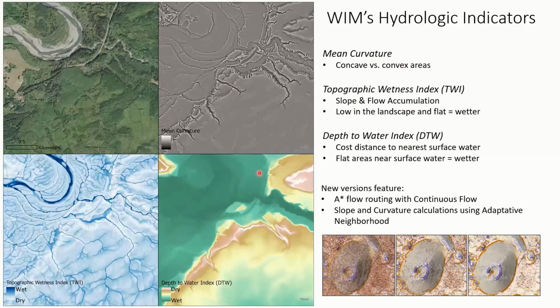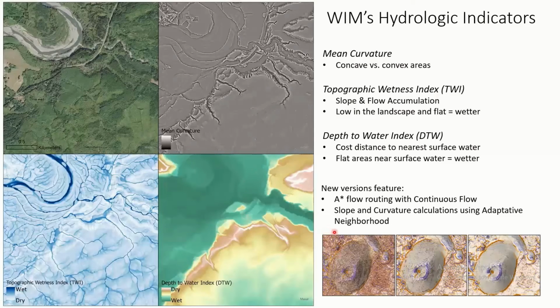And one thing to call out here is that the new versions of these tools feature two new functionalities that are included in our core hydrology software. The first is A-star flow routing, and that is implemented with the continuous flow tool. There's a link to that later on if you haven't worked with that yet. And then wherever slope or curvature is used to derive these hydrologic indicators, those are being calculated using an adaptive neighborhood method.